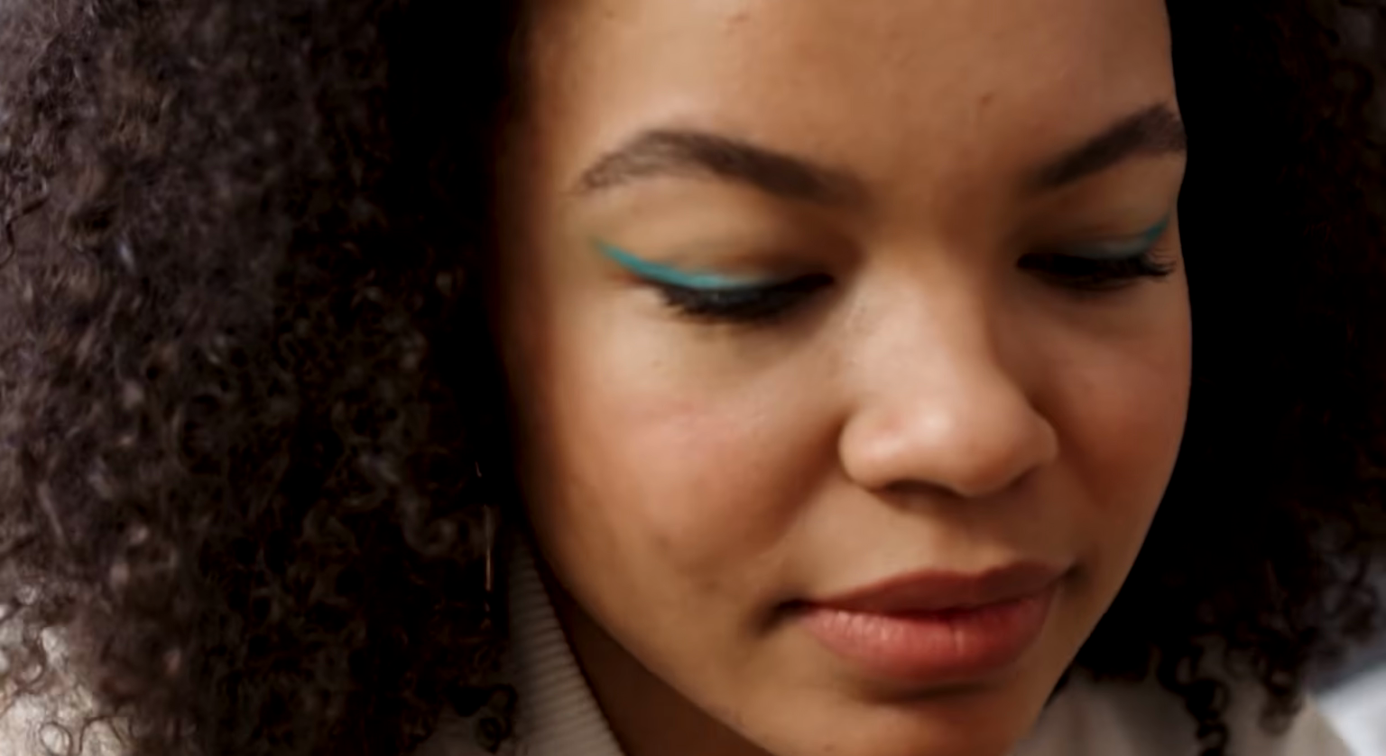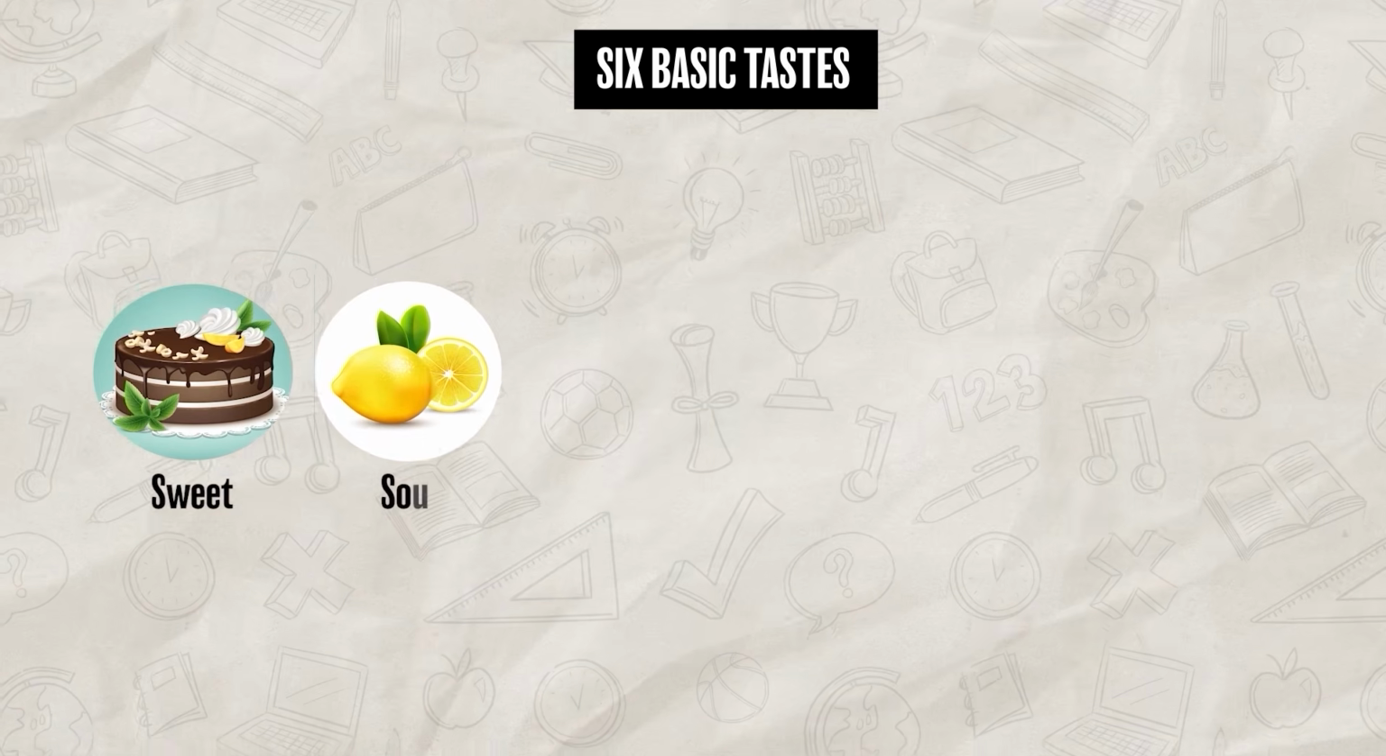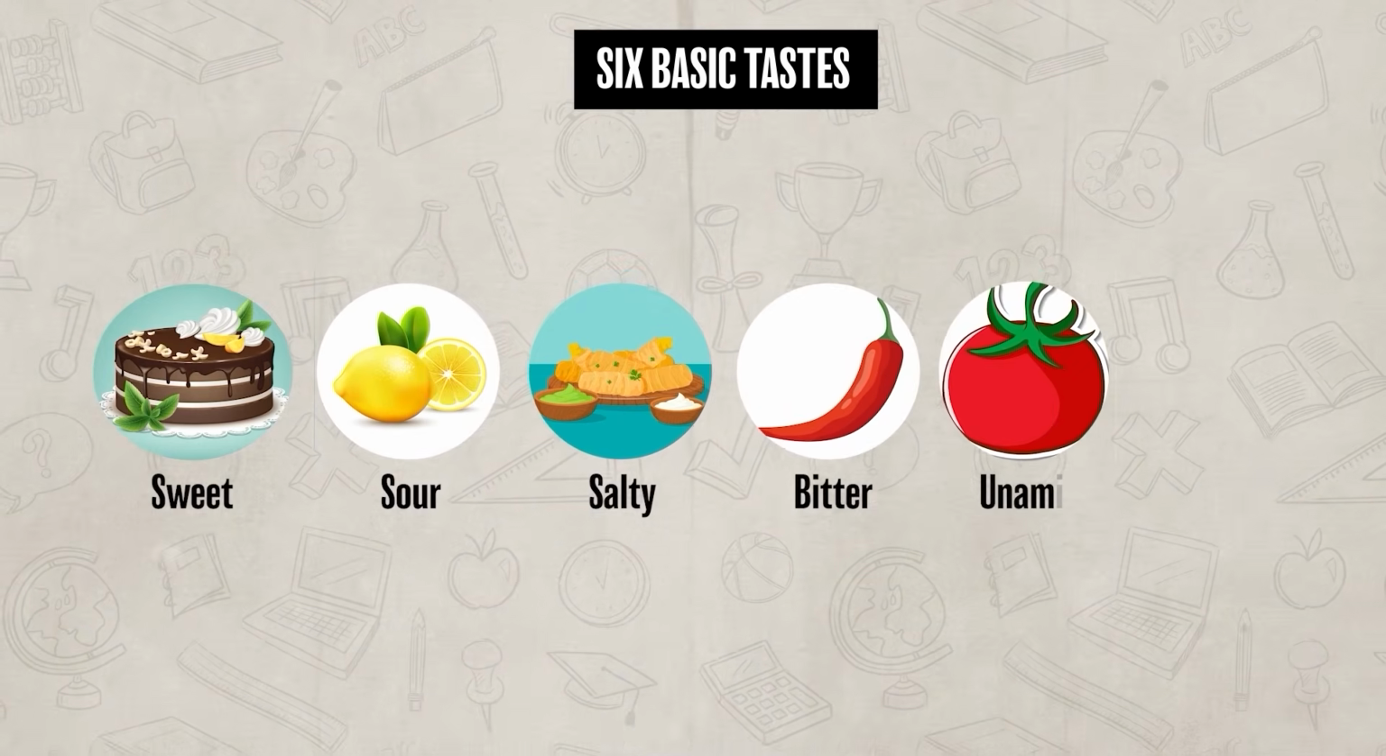All right, so that's olfaction, but remember, our chemical senses also include gustation, which is the sense of taste. When talking about taste, we can see that there are 6 basic tastes that your tongue can detect. There's sweet, sour, salty, bitter, umami, and oleogustus.